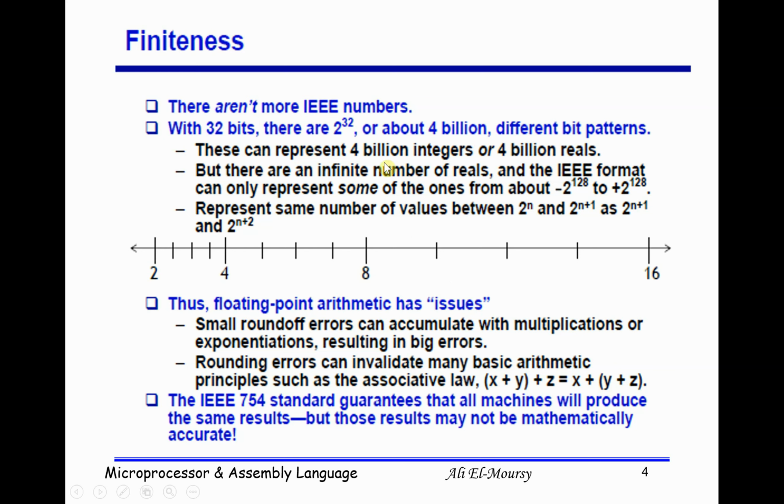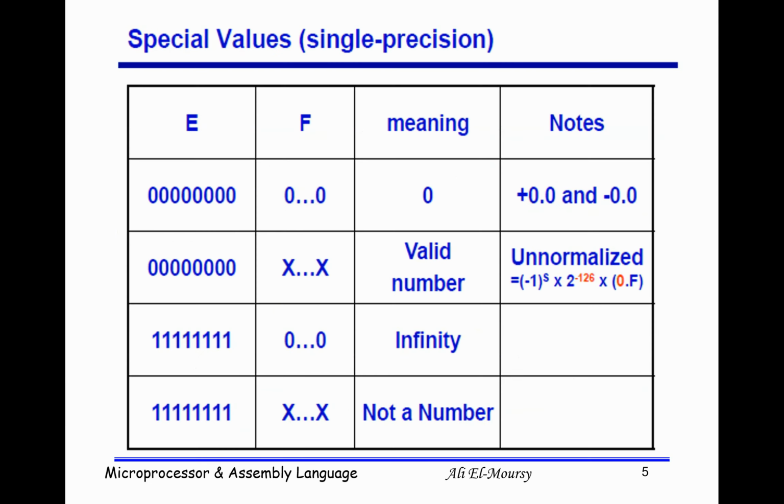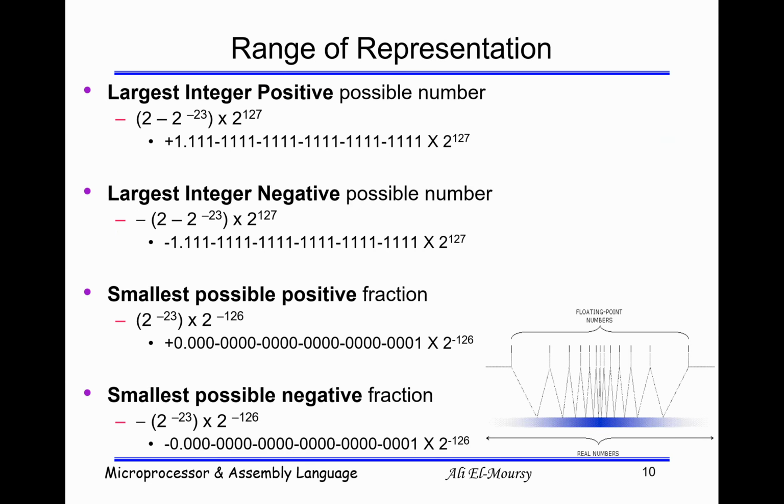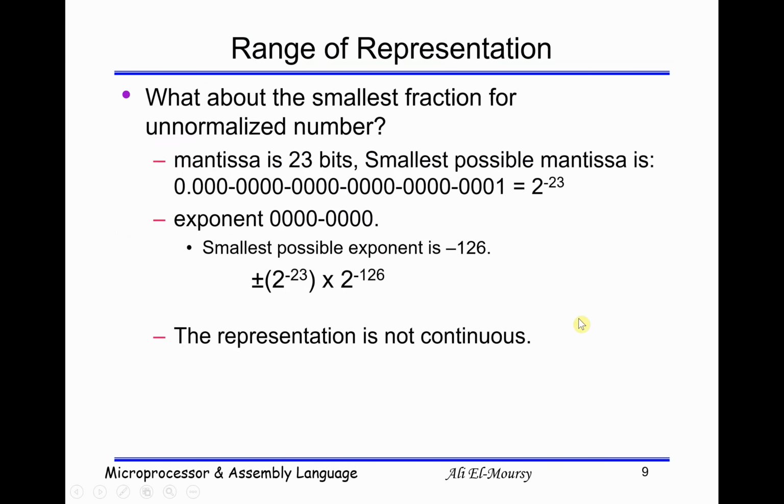In the integer case, the 4 billion representations are utilized with equal spaces for the range we have just mentioned, from minus 2 to the power 31 till positive 2 to the power 31 minus 1. However, the floating point is doing something different. It separates between the numbers differently, as we will see.